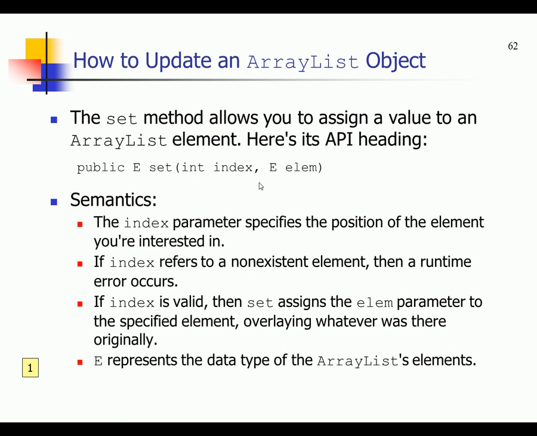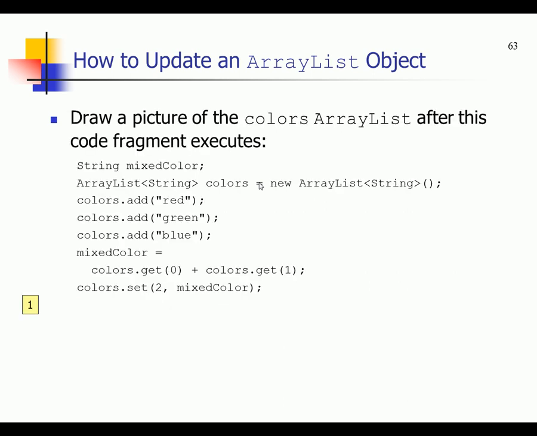Aha, here's one. Good. I thought there was an example somewhere. So we have a string called mixedColor. Then we have an ArrayList called colors, just the one we walked through. What's the name of the ArrayList? Colors. What type of ArrayList is it? It's a string ArrayList, equal to a new ArrayList of type String. Then we do colors.add(red), colors.add(green), colors.add(blue).